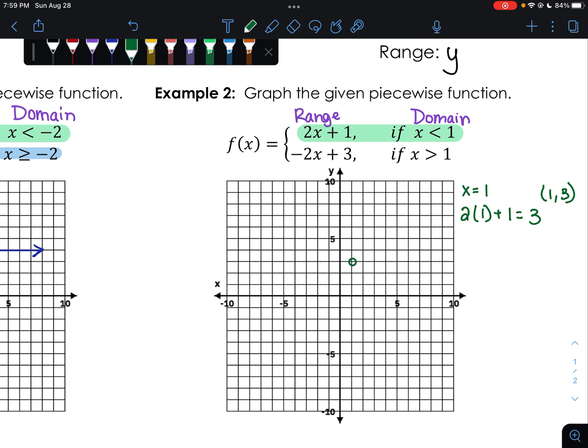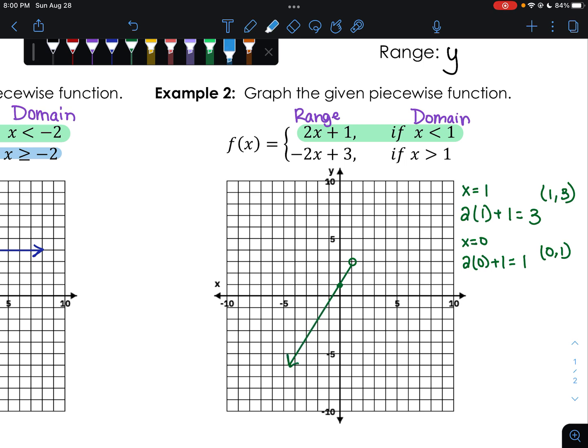Then I'm going to pick another x value that is less than 1. So I like to use 0 because it's usually the easiest number to work with. So we have 2 times 0 plus 1, which would be 0 plus 1. So that gives me the point of 0, 1. So I have this point down here. Now that I have 2 points, since I'm graphing a linear function, all I got to do is connect the dots.